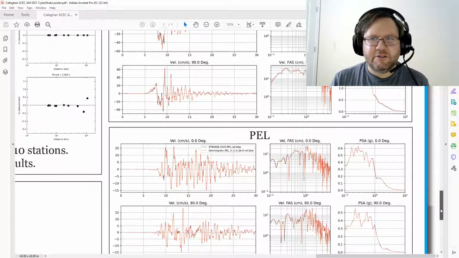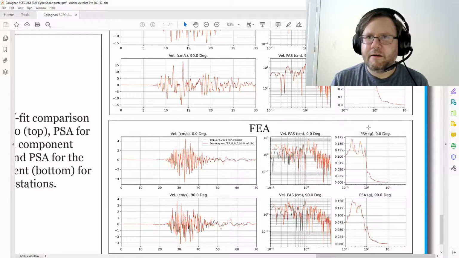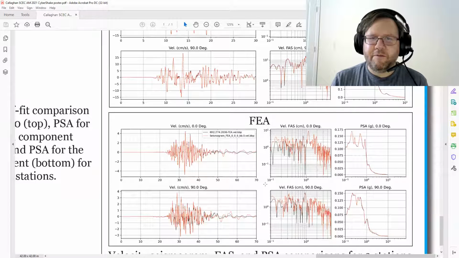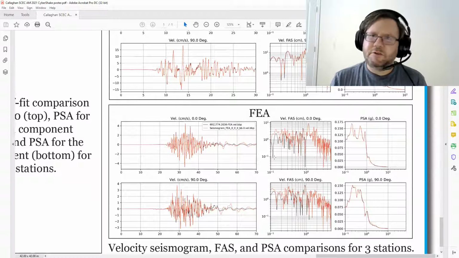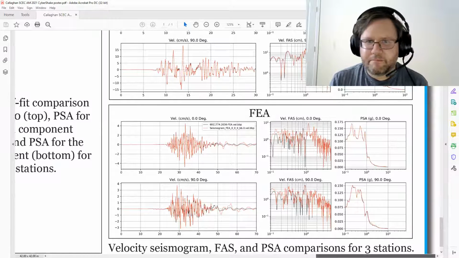We see really good agreement in PEL, which is I think 10 or 15 kilometers away. And then down here at FEA, which is about 45 kilometers away, we start to see a little bit of divergence. This isn't too surprising. Overall, we're pleased with the level of agreement, especially here in PSA.